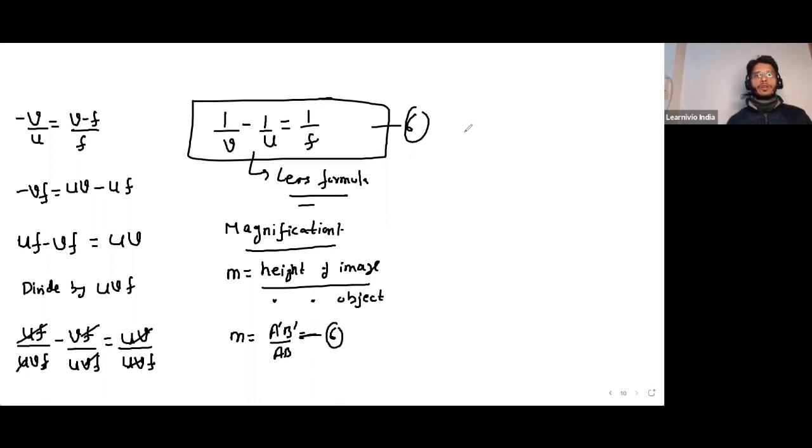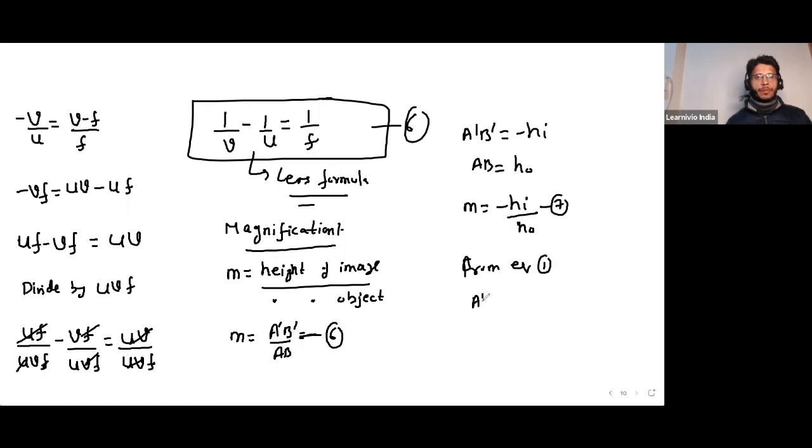This is magnification. A prime B prime is the height of your image, which is minus hi. I'm taking minus hi because your image is inverted. AB is the height of your object. So your magnification comes out to be minus hi divided by h naught. This is your magnification, equation 7. And you know that from equation 1, your A prime B prime by AB is equal to OB prime divided by OB. And what is OB prime? It's V. What is OB? It's minus of U.